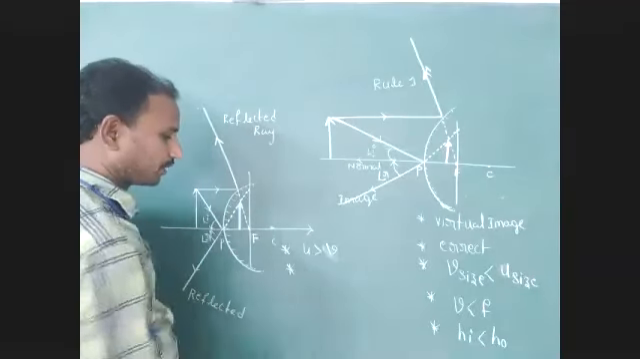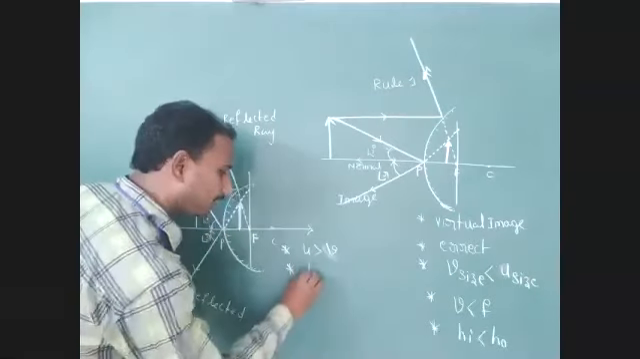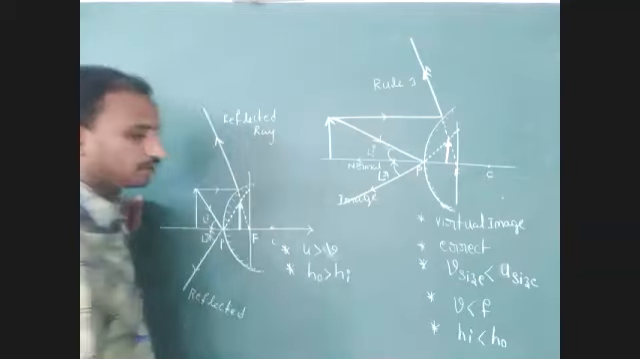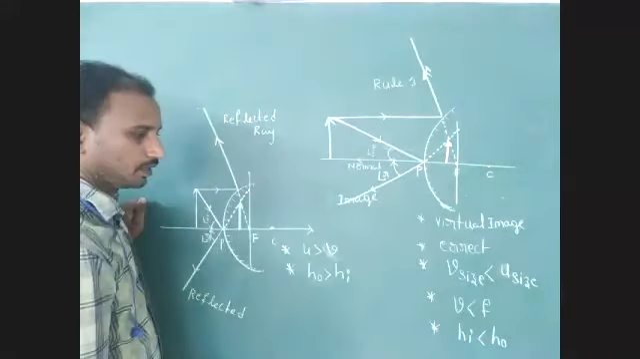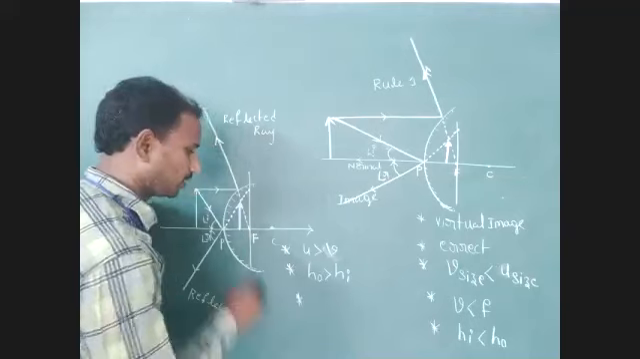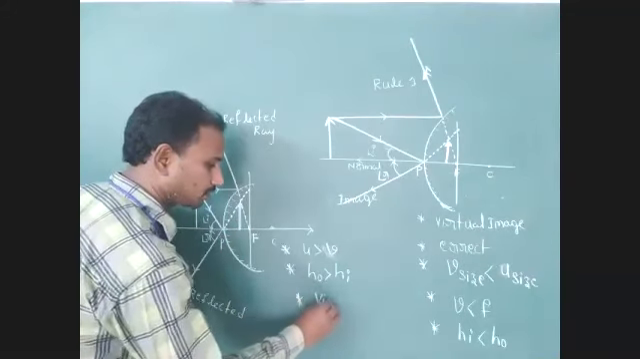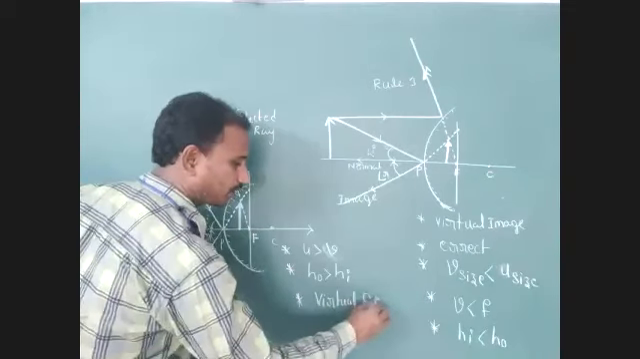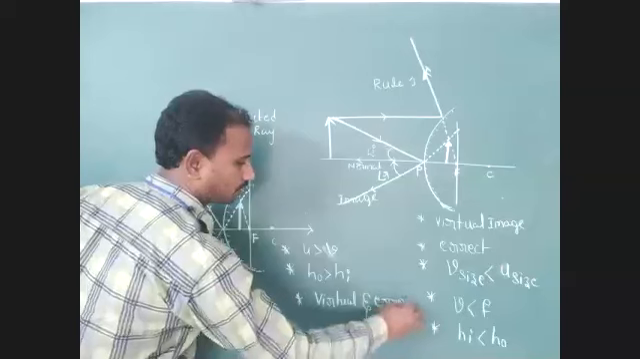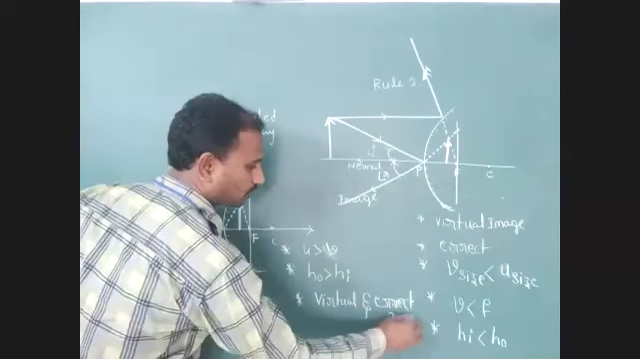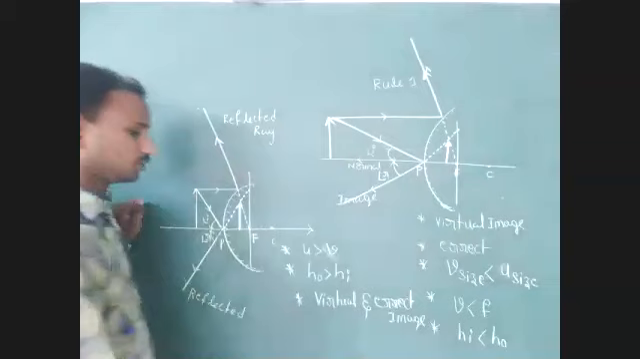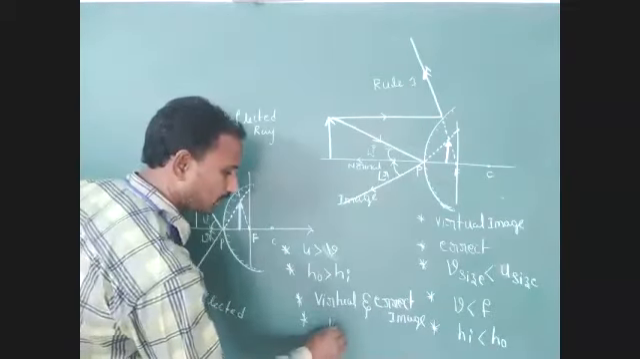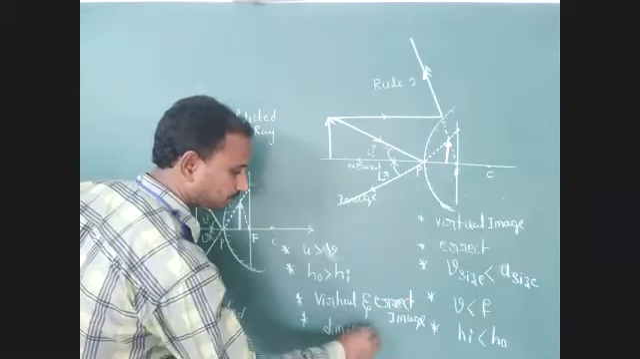Second point we can identify: height of object greater than height of image. Okay, students. The next one, here image is virtual image and erect image. We have to identify this image is virtual and erect image. Okay, next one. This image is a diminished image.